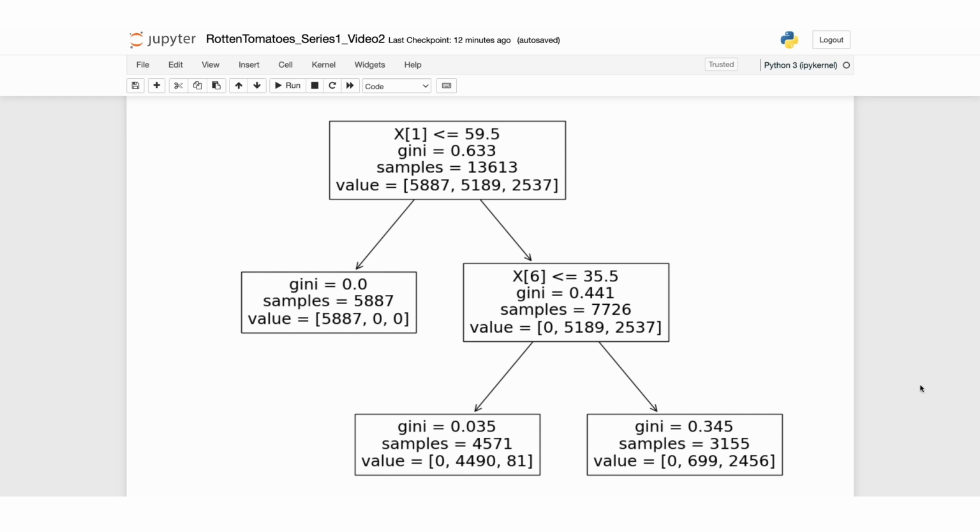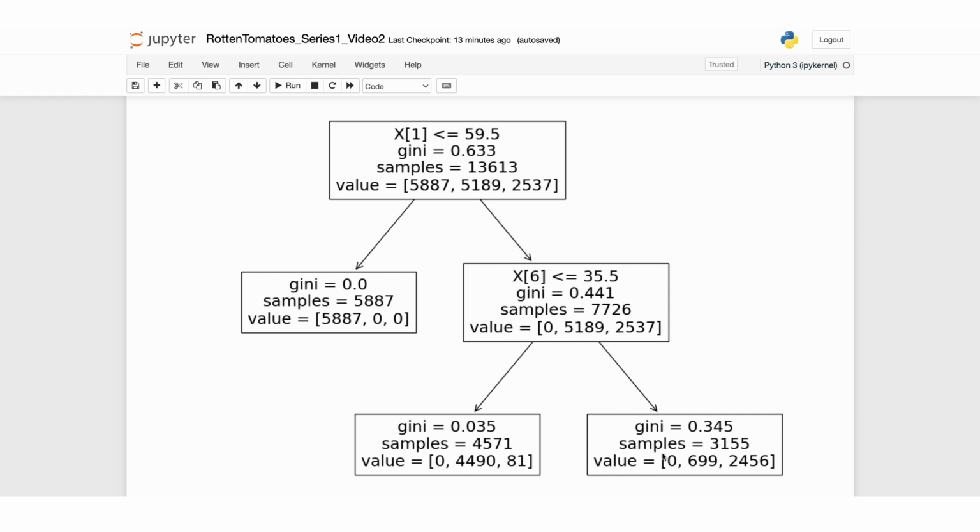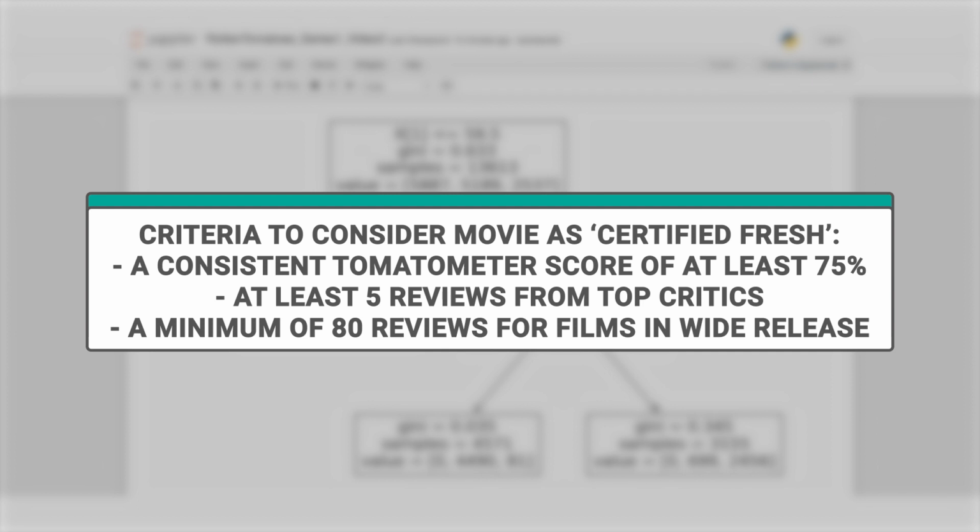Interestingly enough, this decision-making process closely aligns with the rules that Rotten Tomatoes uses to assign movie statuses. According to their website, fresh is assigned to movies with a tomato meter rating of 60% or higher, and rotten is assigned to movies with a tomato meter rating below 60%. So our decision tree classifier follows a similar logic, classifying movies as rotten if the tomato meter rating is below 59.5 and fresh otherwise. When determining whether a movie is fresh or certified fresh, the classifier needs to examine several features. According to Rotten Tomatoes, movies must meet specific criteria to be considered certified fresh, such as a consistent tomato meter score of at least 75%, at least 5 ratings from top critics, and a minimum of 80 reviews for films in wide release.